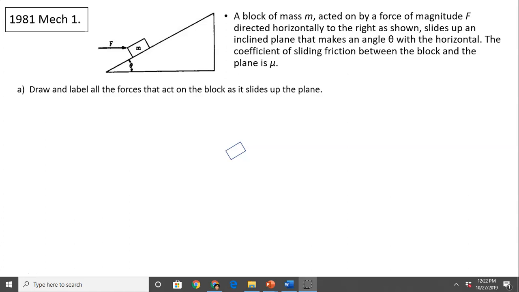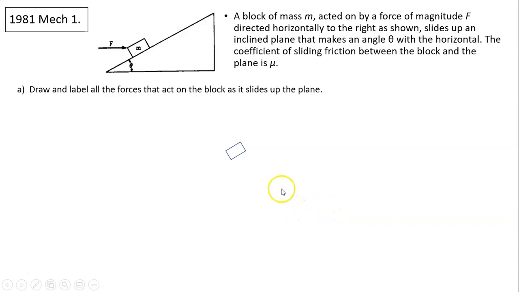The first question is to draw and label all the forces that act on the block as it slides up the plane. So here is a block. What are the forces acting on this block? First, we know there's definitely gravitational force, which is always downward. There is also normal force. This normal force is perpendicular to the plane. Normal means perpendicular in math.